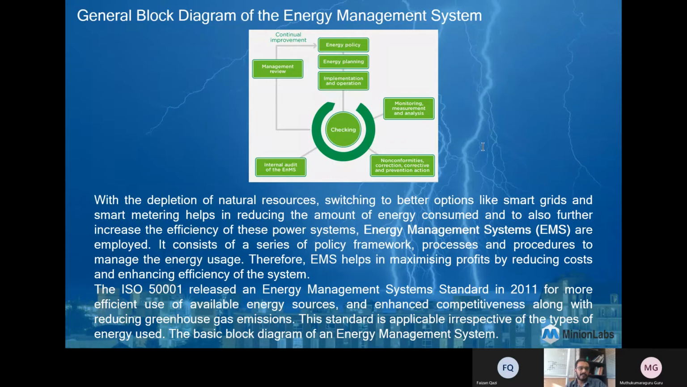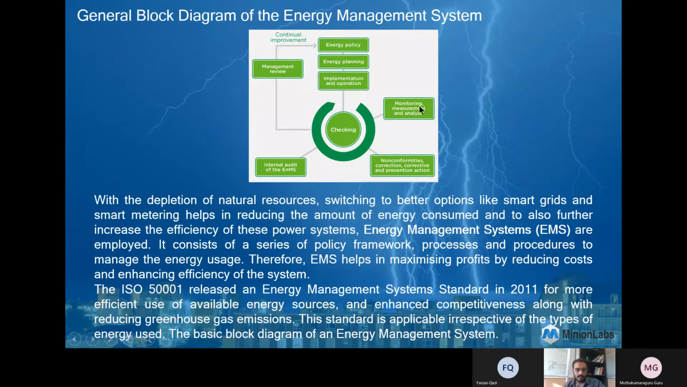ISO released an energy management system standard, ISO 50001, in 2011 for more efficient use of available energy resources and to enhance competitiveness along with reducing GHG emissions. The standard is applicable irrespective of the types of energy used.